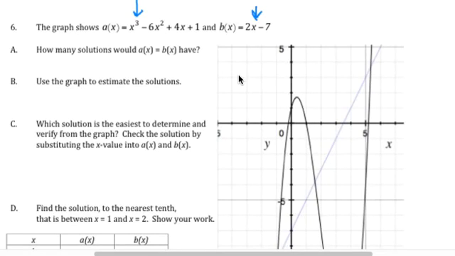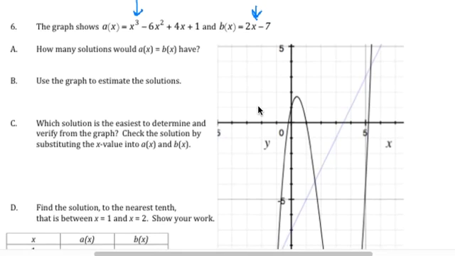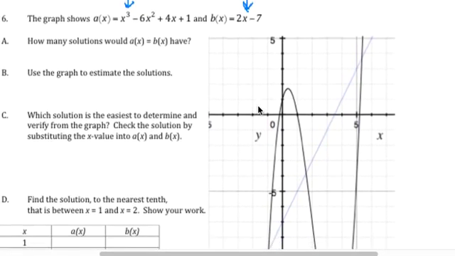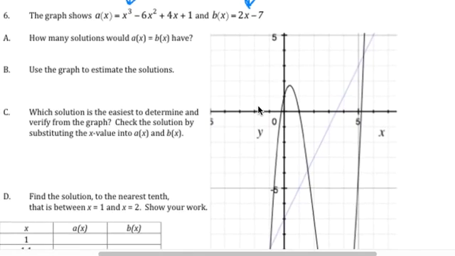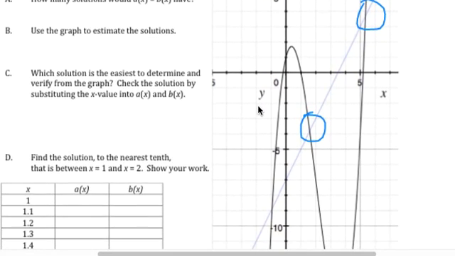So part A says, how many solutions would a of x equal to b of x have? What do you think? Without doing any work, look at the graph. How many solutions do you think there are here? 3. You think there's 3? Why would you say 3? Nicholas? Because each line crosses each other 3 times. Yes, it crosses in 3 locations. Do you see that? There's 1 there, 1 there, and 1 here. So yes, sure, 3 solutions, okay?